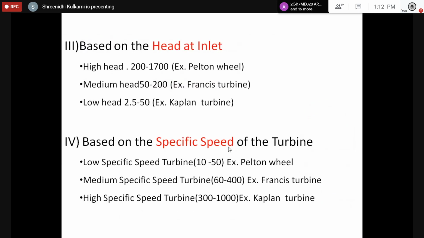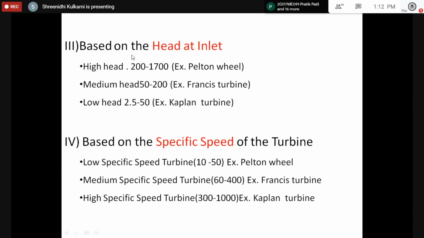So next will come for based on the head at inlet. Head, I told, is a height or a distance. And the fourth one you can see is based on the specific speed. In the first unit itself we discussed that if head is maximum, the specific speed is low. Even here you can see, if head is maximum, what about the specific speed? It is low.